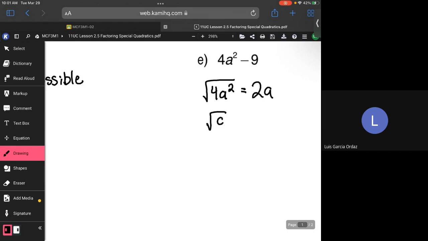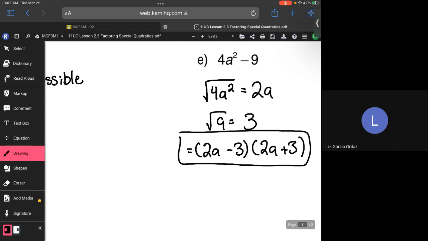Now the square root of 9 is 3. So now you can put the difference of squares together, which would be what? Yep. Does it matter the order you do it in? It doesn't matter, because when you FOIL it back, it'll still give you 4a squared minus 9. Would we still have to do it more? No, 2a just has an exponent of 1, so you can't. Okay.